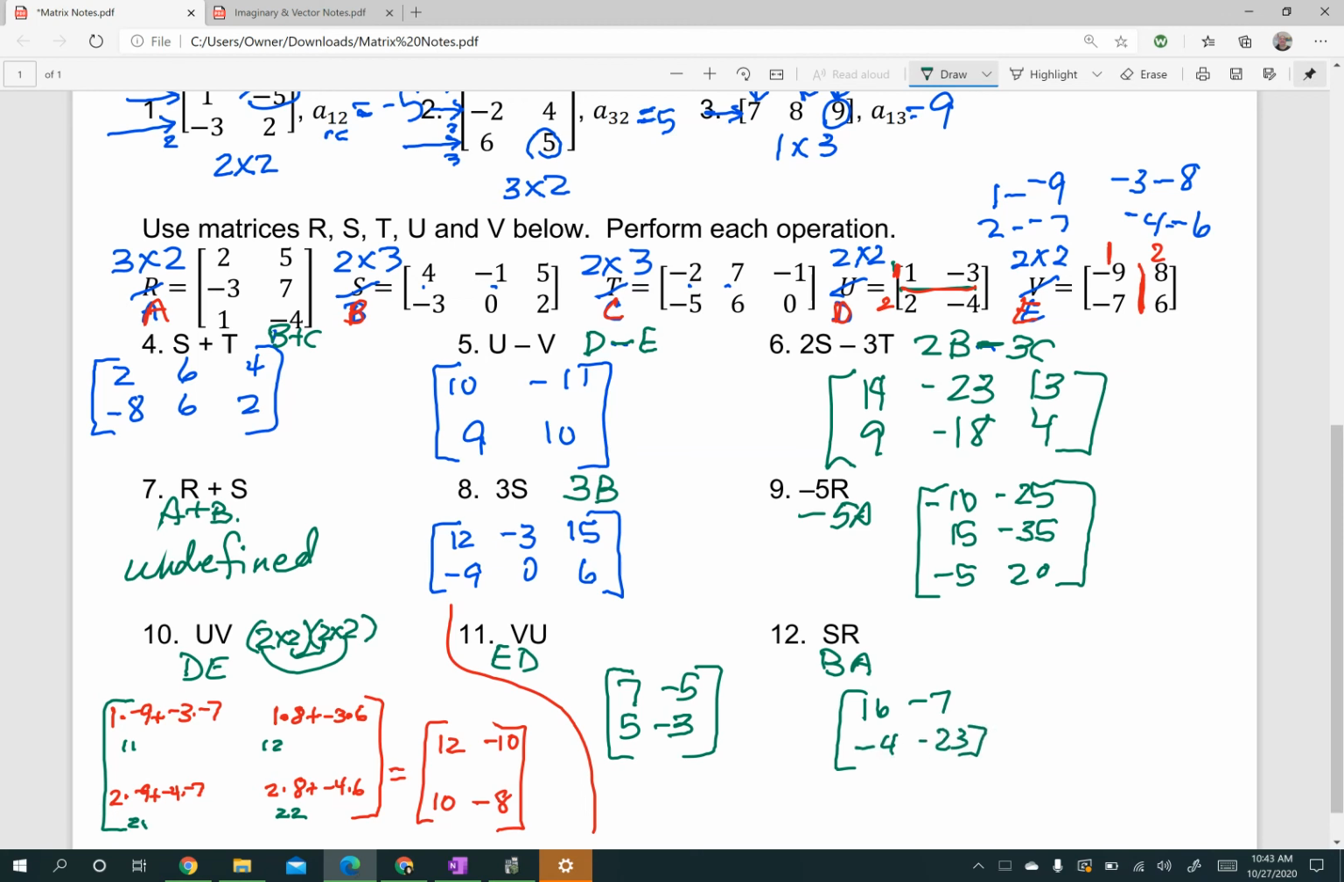And S was a 2 by 3. R was a 3 by 2. Those insides match, and that's the size of our new matrix, a 2 by 2, which is what we got, okay? And that's what you do. So you really need a calculator, whether that's on your phone or a regular calculator, but Desmos does not work for this. So that's what you need to be able to do.